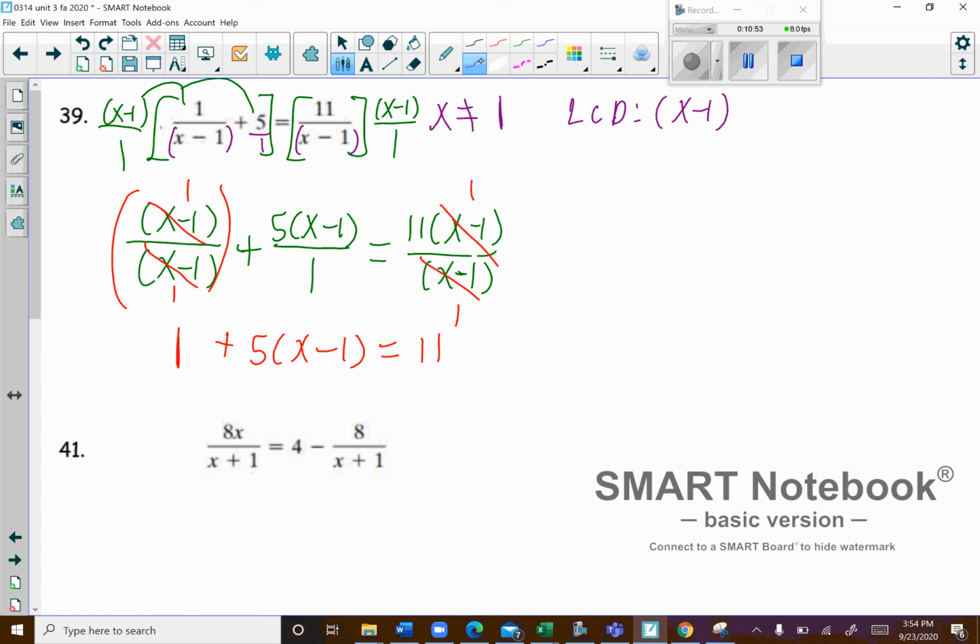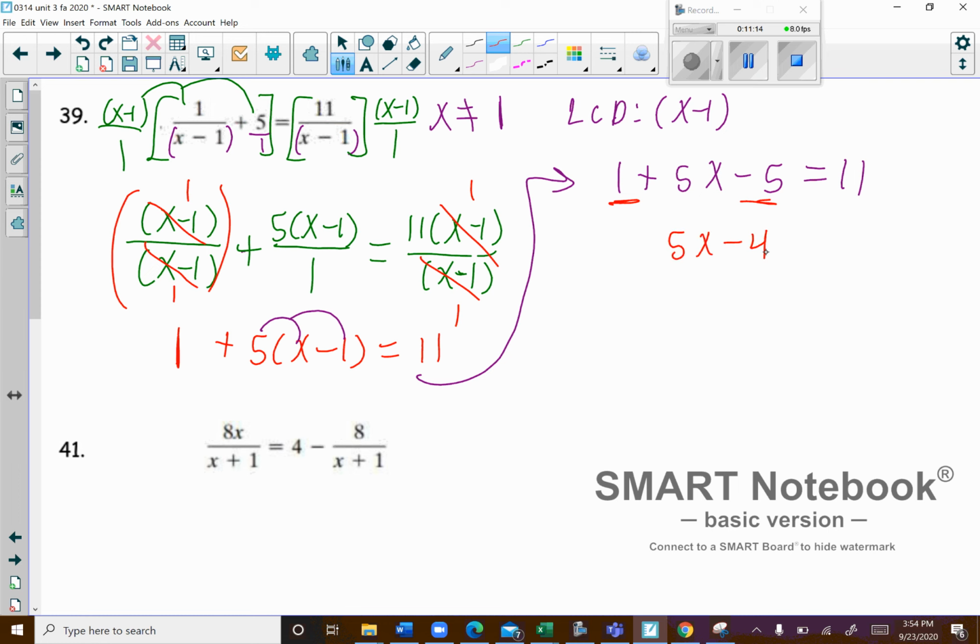So now I'll go ahead and distribute my 5, and I'm going to move up here where I've got more space. So I'm going to have 1 plus 5x minus 5 equals 11. And then from here, I just need to solve this. So let's see, 1, take away 5. That would give me 5x minus 4 whenever I combine those constants.